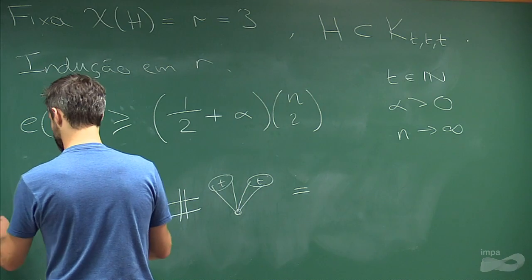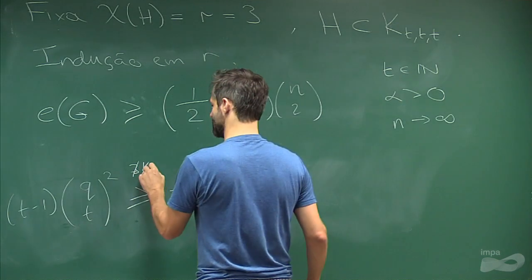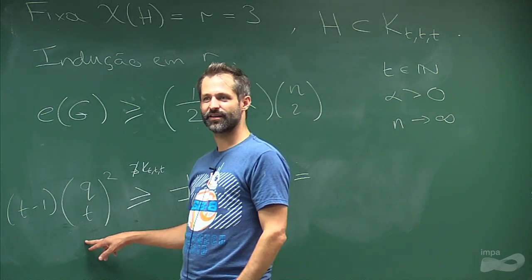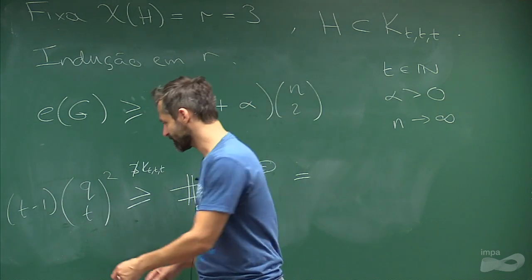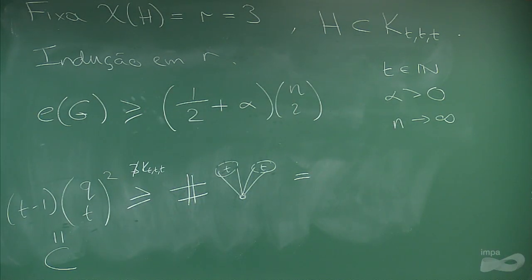Yeah, exactly. Summing from the top: choose this set, q choose t, choose this set, q choose t. It can be at most t minus 1, so you get this. This is if there does not exist a K_{t,t,t}. And what's nice about this is it's just a constant. I don't even care what it is. I'm just going to call it C, some constant that doesn't depend on n.